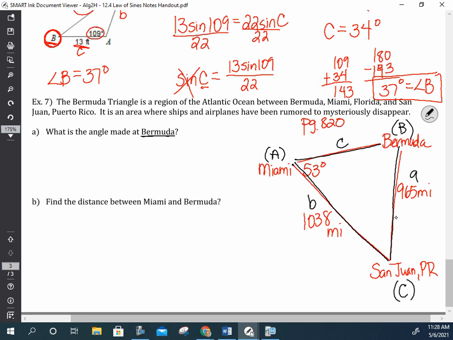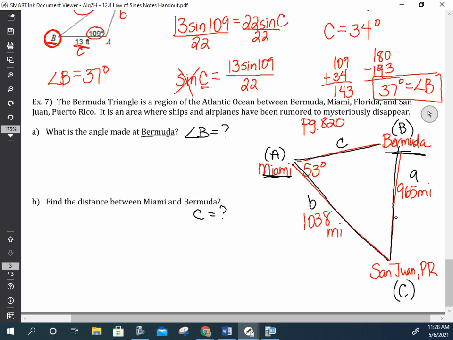Oh, thanks. What is the angle made at Bermuda? So that means you're looking for angle B. Find the distance between Miami and Bermuda. So Miami and Bermuda, you're looking for side C. Obviously, we're not going to solve it out now. You only have 2 minutes left in class. But angle B is like examples 3 and 4. Side C, just like examples 1 and 2.